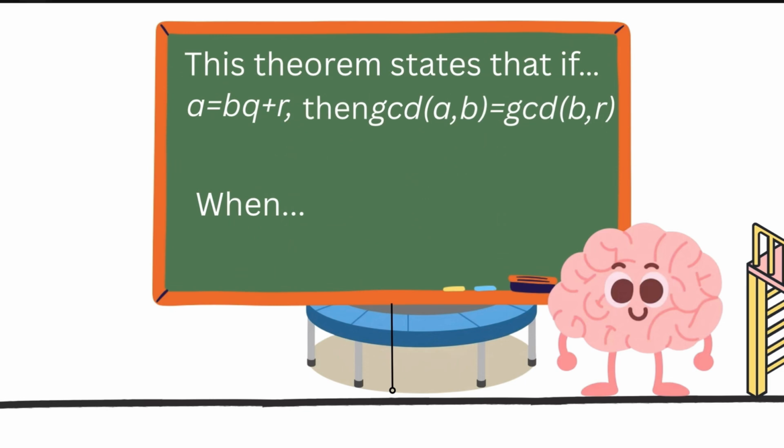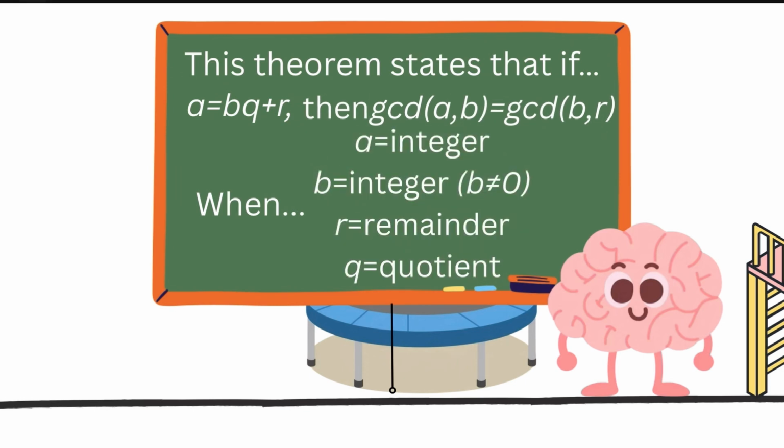When A is an integer, B is also an integer, but B cannot equal 0, R is the remainder, and Q is the quotient.